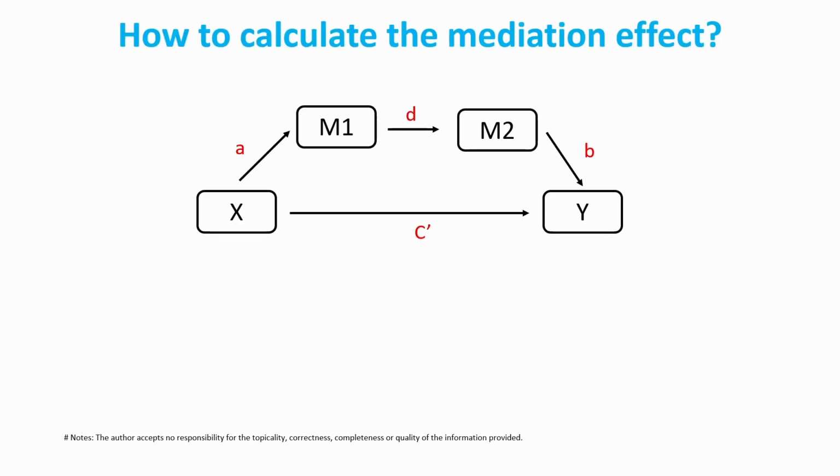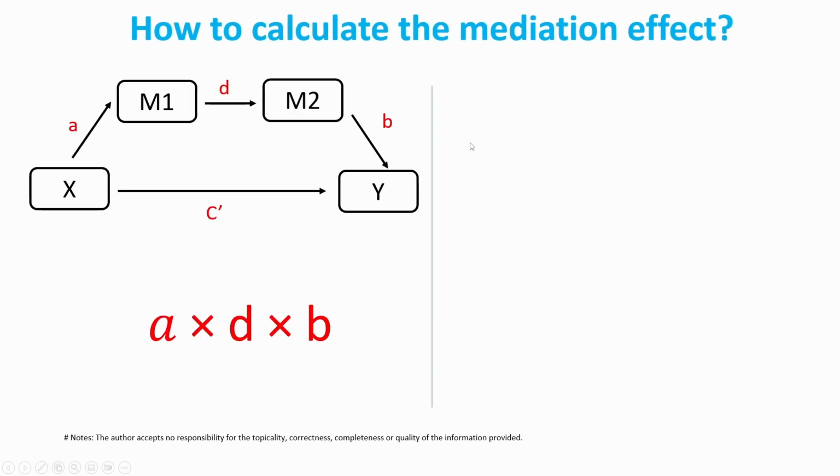Before going to the R part, let me briefly explain the basic theory. Serial mediation means that there is more than one mediator. For instance, as we can see from this slide, there are two mediators, one is M1, one is M2. And the indirect effect is the product of A times D times B, so basically the regression coefficients. This is what we just discussed.